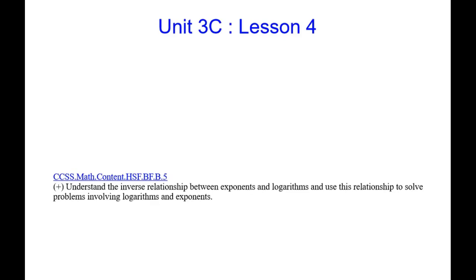Unit 3C, Lesson 4. In this lesson, we're going to discuss some more properties of logarithms so that we can expand, break logarithms apart, and condense, rewrite logarithms as one. Then we're going to talk about the change of base formula at the end of the lesson, which allows us to approximate the value for logarithms that have a different base other than e or 10.